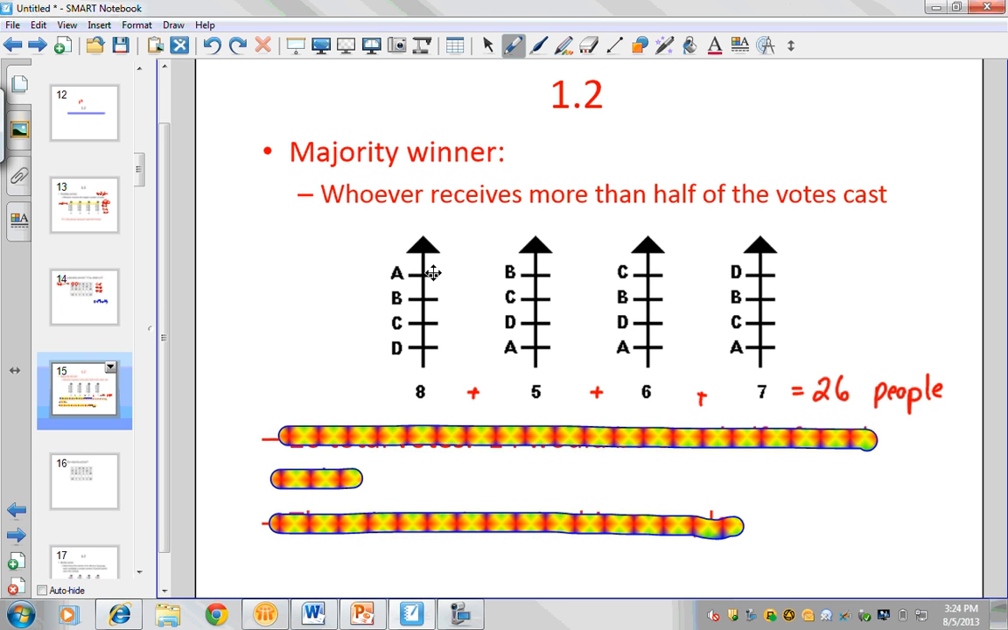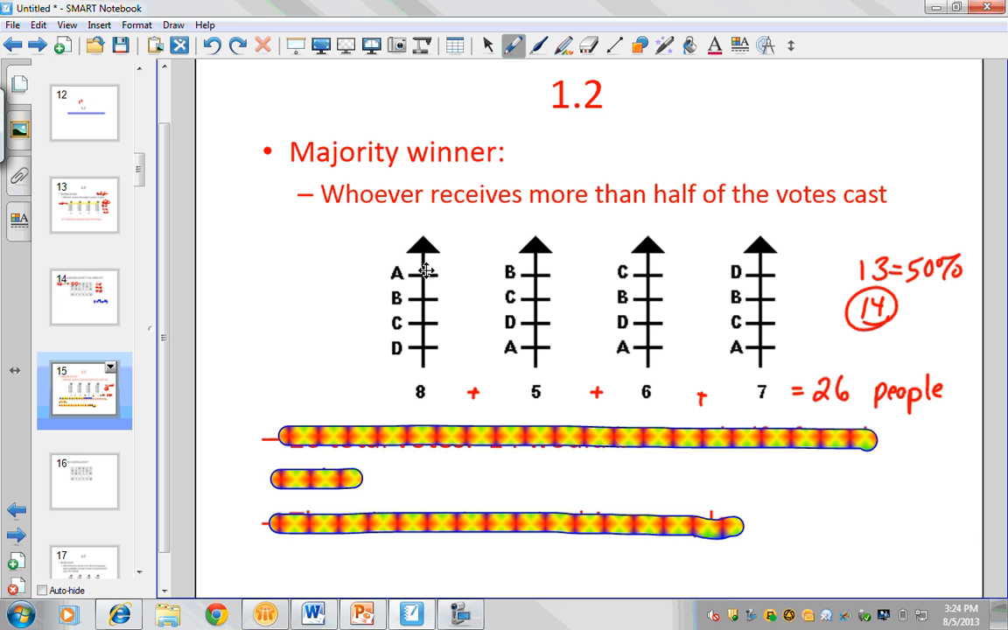And then from there, if they receive more than half, then what is half of 26? That would be 13. Now, 13 would represent 50% of the vote, but we're looking for who receives more than half. So what would be more than half? Well, that would be 14, because 14 is actually greater than 50%.